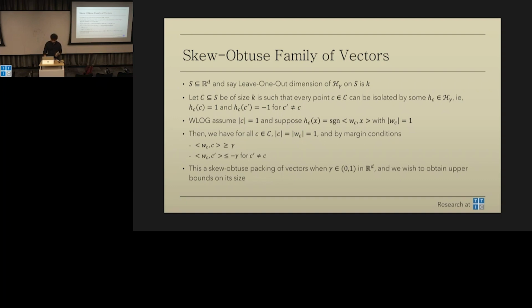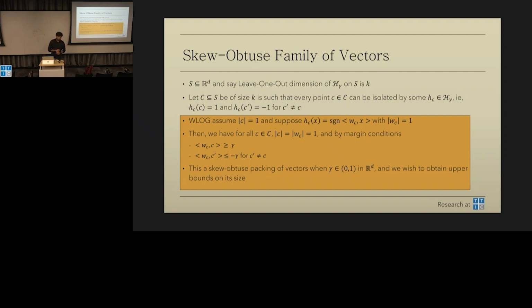And unless I have lost you, this is a very good point to wake up again and come back to the talk, because what I'm going to talk about from this point is independent of what has happened so far, because this is a very clean geometric question to answer. So you have a, yes?